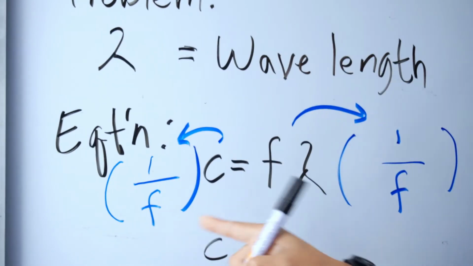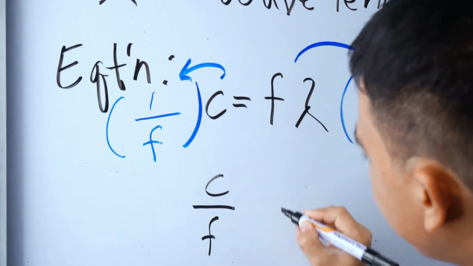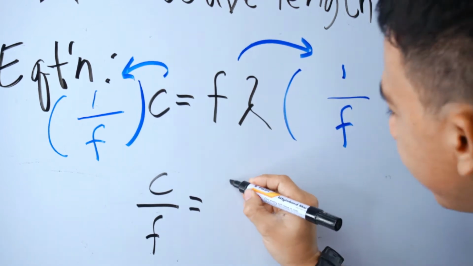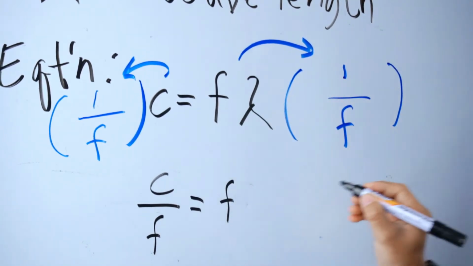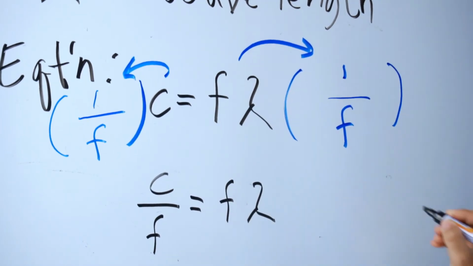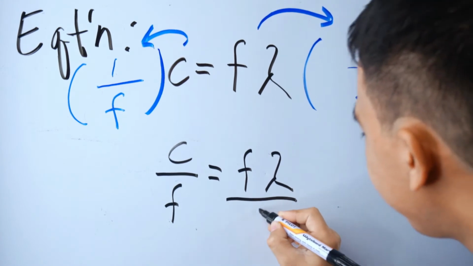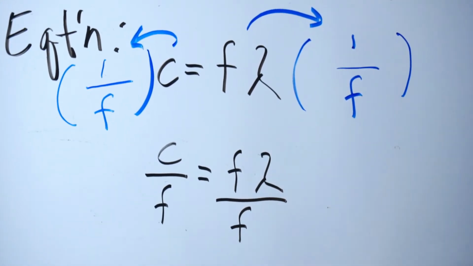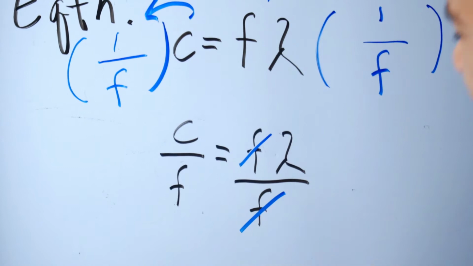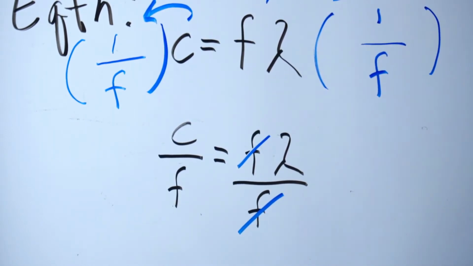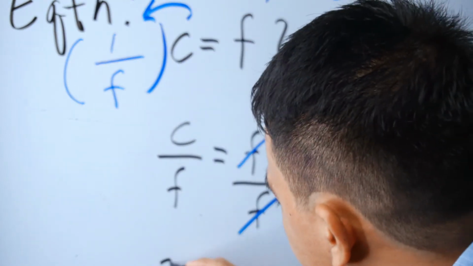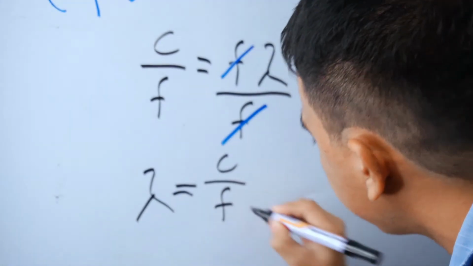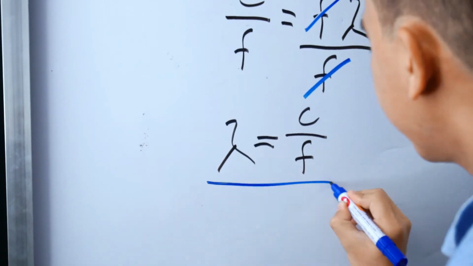C over frequency is equal to 1 times F, F, lambda times 1, lambda. Divide by frequency. Since we can cancel out some variables, which is the frequency, we have the final equation: lambda is equal to speed of light over frequency. So this is our equation.